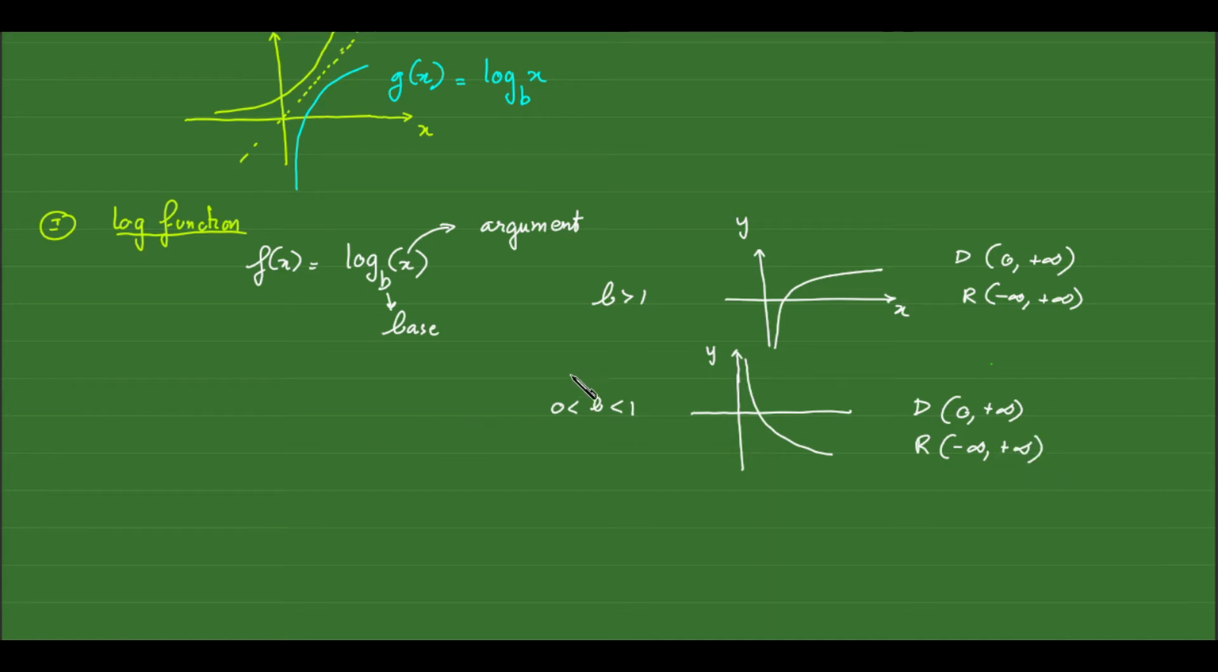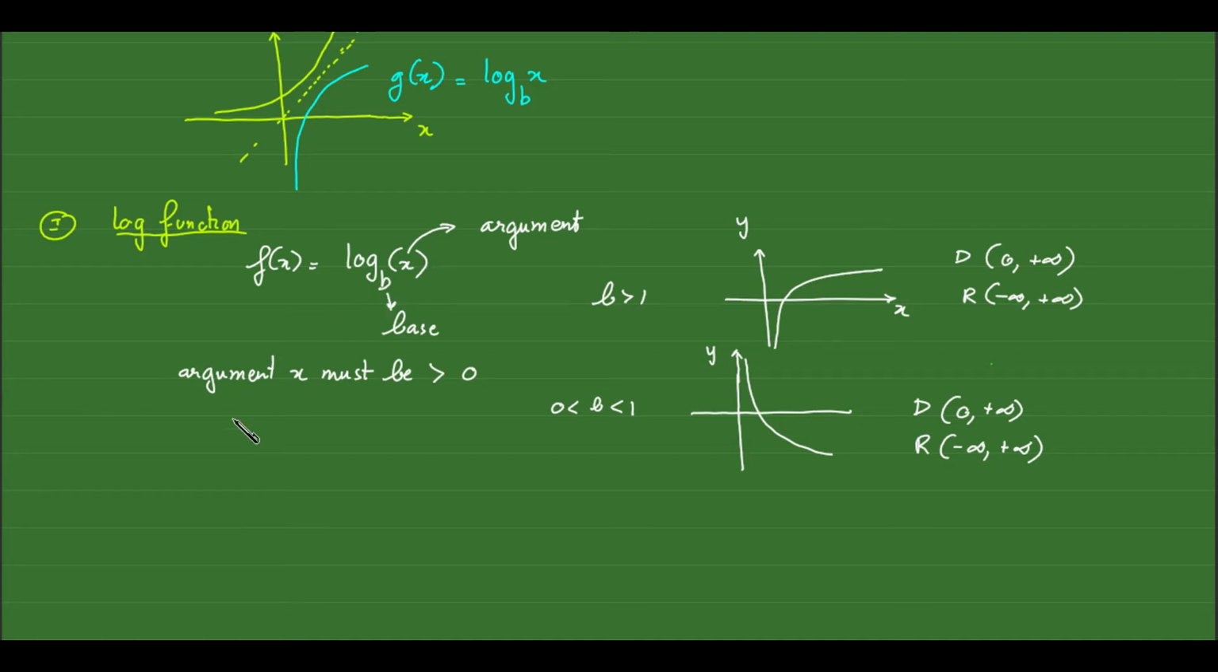So based on this graph over here, we know that the argument x must be greater than 0. This fact is going to help us find the domain of any log function. We just need to look at the argument of the log function, and we can find the domain easily.